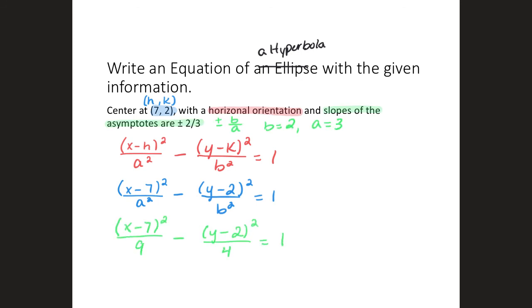Okay, pause the video and check your work. I knew that it was a horizontal orientation, so I started with the basic equation for a horizontal hyperbola. I knew that the center was 7, 2, so that was going to be my h and my k value. And because they gave me the slopes of the asymptotes, I knew that for a horizontal orientation, my slopes are plus and minus b over a. So my b value was 2, so that became 2 squared in my equation, and my a value was 3, so that became 9 when I did a squared in my equation.